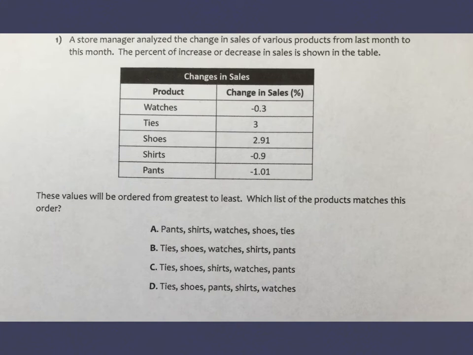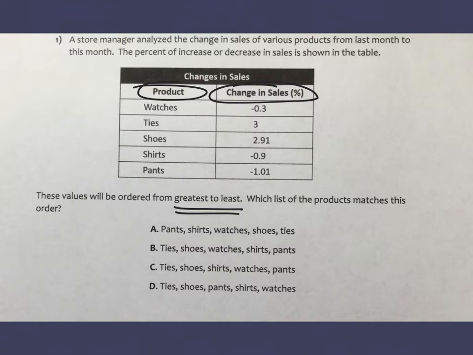In our next problem, a store manager analyzed the change in sales of various products from last month to this month. The percent of increase or decrease in sales is shown in the table. The table shows the product and then the change in sales. These values will be ordered from greatest to least. Which list of the products matches this order?